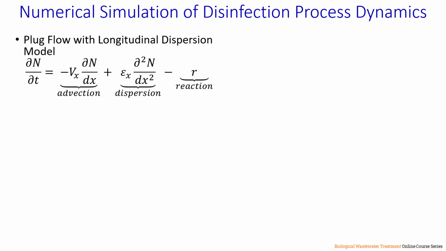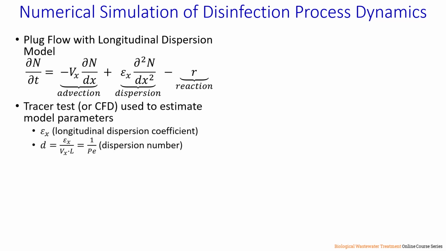It's a partial differential equation which describes the dynamic behavior of the system, where N represents the concentration of viable or infective pathogens within the system. The terms within this equation account for transport by advection and dispersion, as well as the effects of the reaction terms. As mentioned previously, tracer tests or computational fluid dynamics can be used to estimate the model parameters.